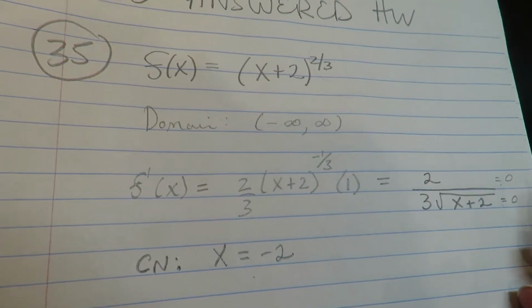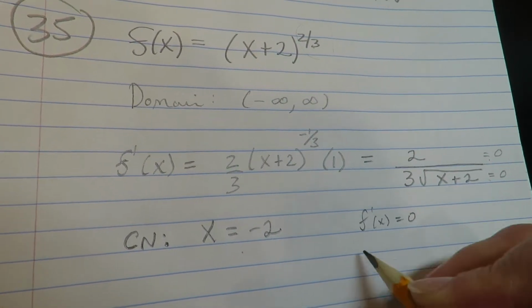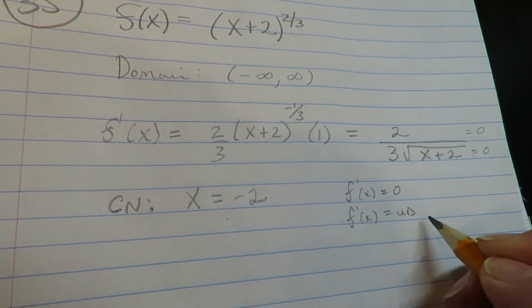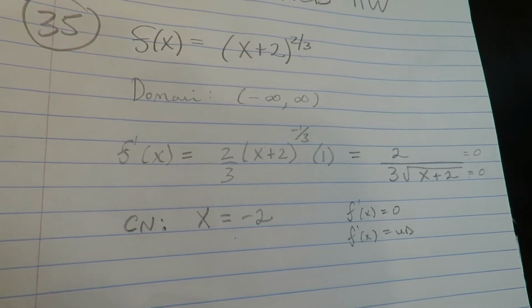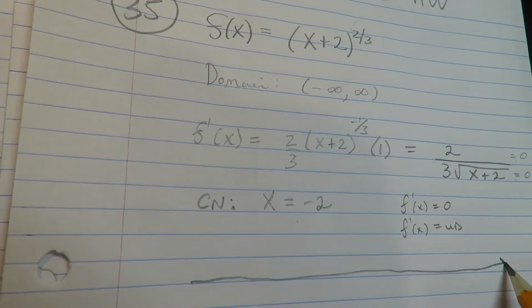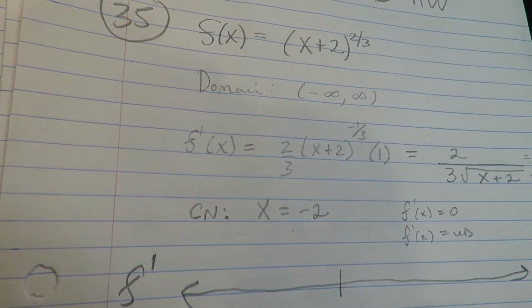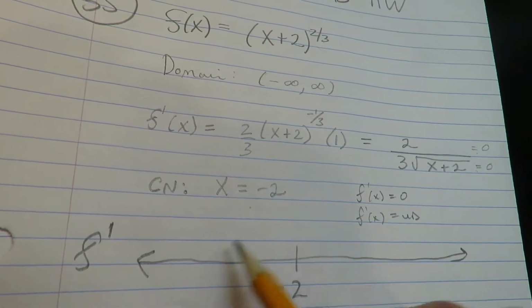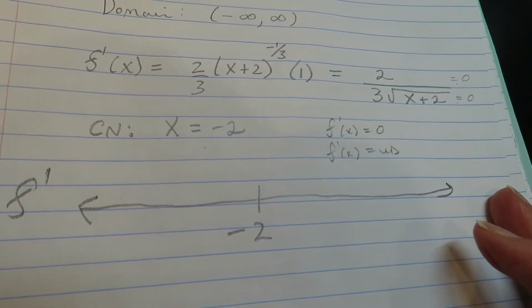Sometimes people forget that the critical number occurs when the derivative is equal to 0, as well as when the derivative is undefined. You have to make sure you solve for both of those cases, not just the first one. Okay, great. Now I'm going to test the derivative. This is the derivative. I'm putting up my critical number of -2, and I'm going to plug in because I want to see where the function is increasing or decreasing.